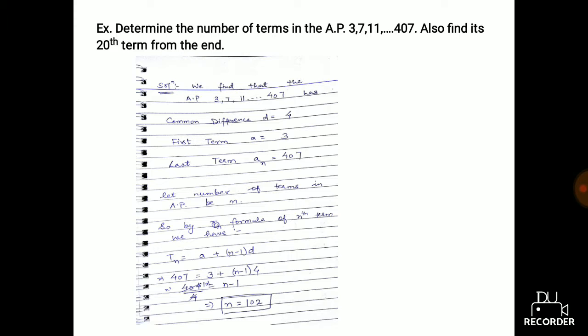Now the problem is we have to find the number of terms. So we are going to use the formula for the nth term of an AP, which is Tn is equal to a plus n minus 1 d. Substituting the values here, Tn, that is 407, the last term, a is the first term 3, and n we are going to find, and d is the common difference. On putting the values we get n is equal to 102, and that is the number of terms in this particular AP is 102.